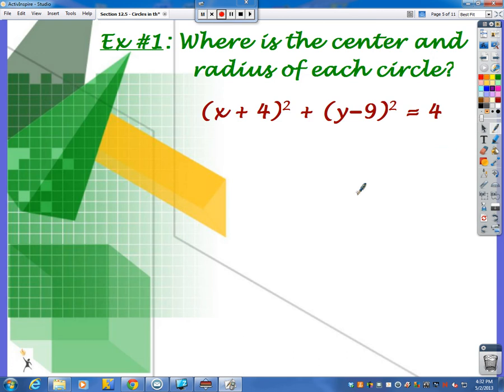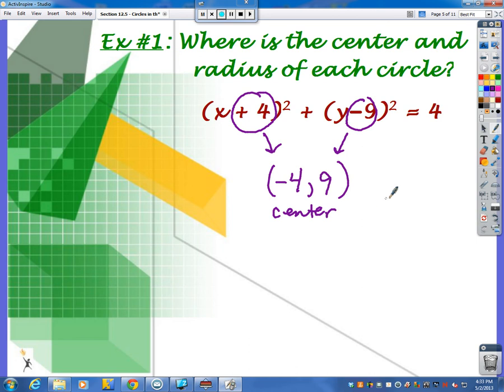So let's start off here with some basic problems. What is the center and radius of each circle? Well, again, this part and this part represent the center of our circle, but it's not plus 4 comma negative 9. Again, we said we want to take the opposite of those numbers. So really it's at negative 4 comma positive 9. That is the location of the center.